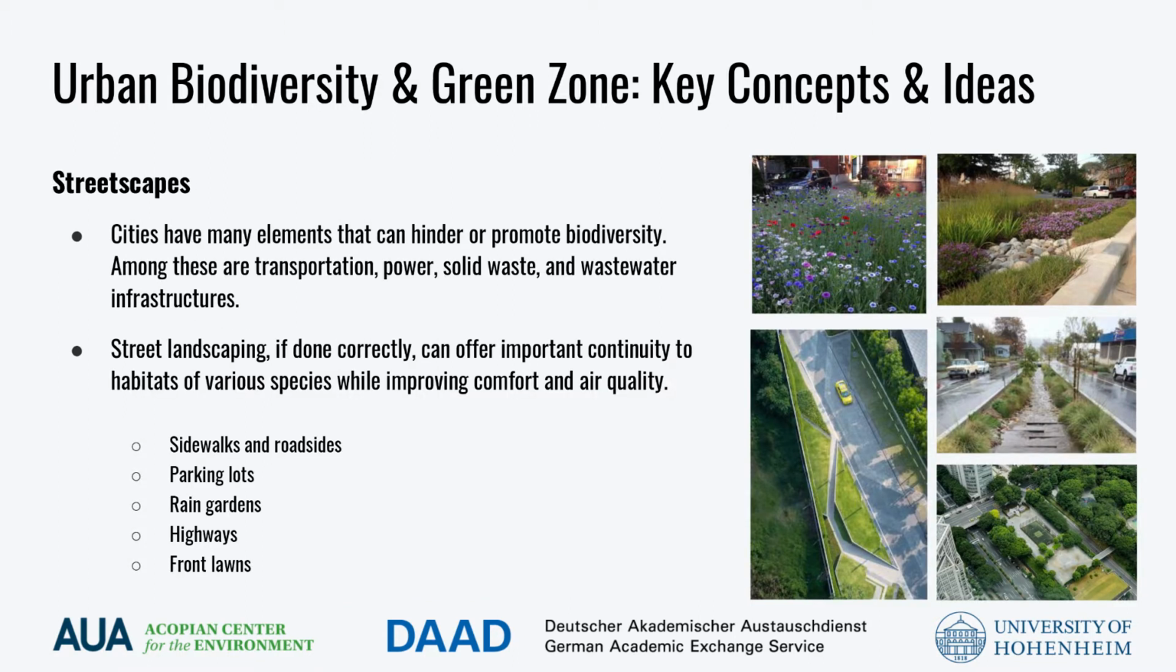Now let's briefly walk through some concepts. Cities have many elements that can hinder or promote biodiversity. Among these are transportation, power, solid waste, and wastewater infrastructure. Street landscaping, if designed and planned properly, can offer important continuity to habitats of various species while improving comfort and air quality. These streetscapes can enhance and help conservation of biodiversity by creating green corridors for wildlife, preventing soil erosion, and conserving water.